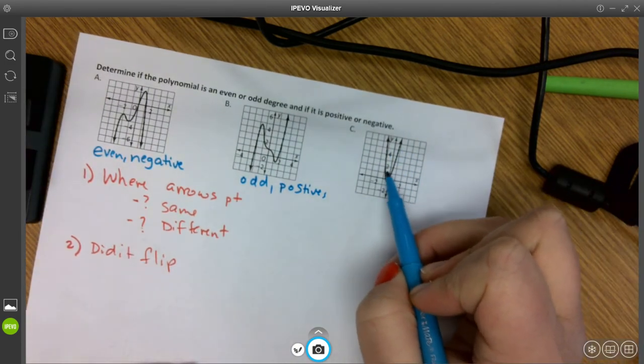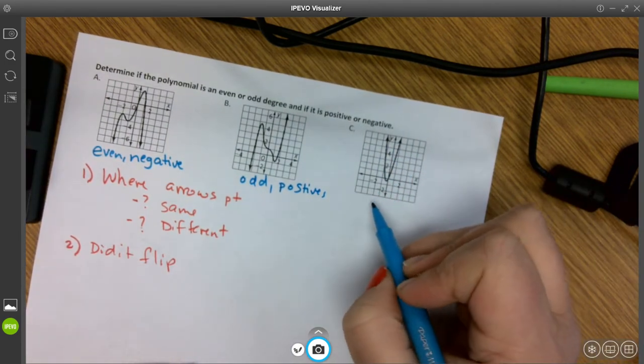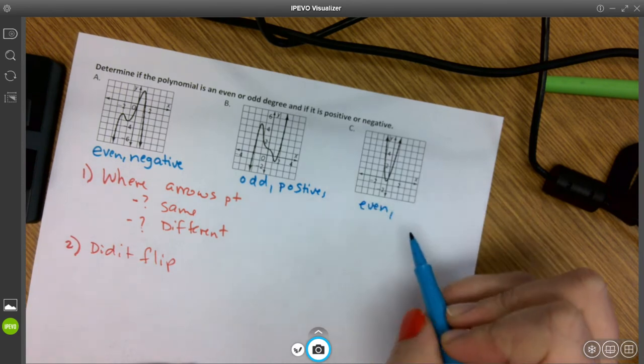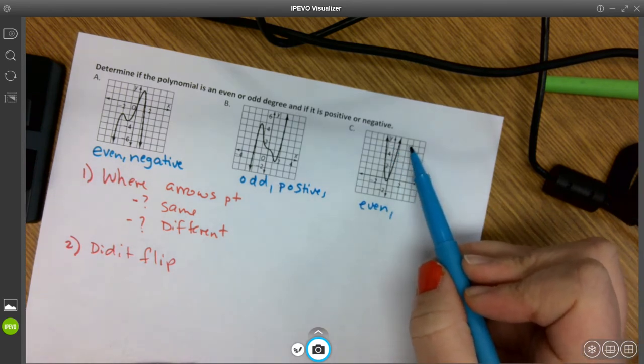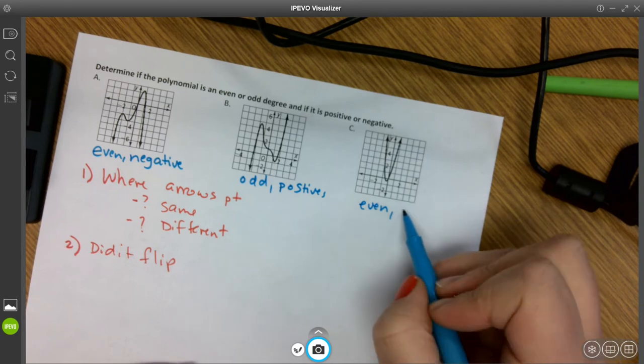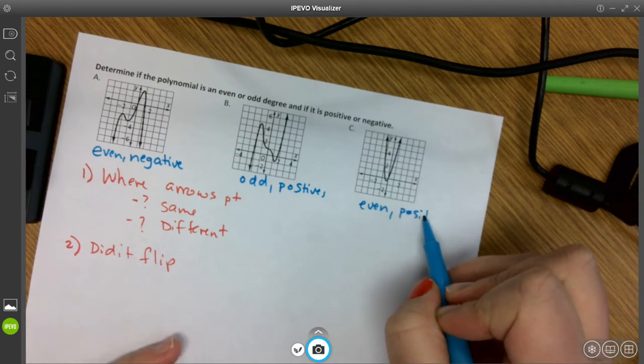Where do the arrows point? Both of them are pointing up. That's the same direction, so it's even. And it did not flip because they're both pointing up. So it's going to be positive.